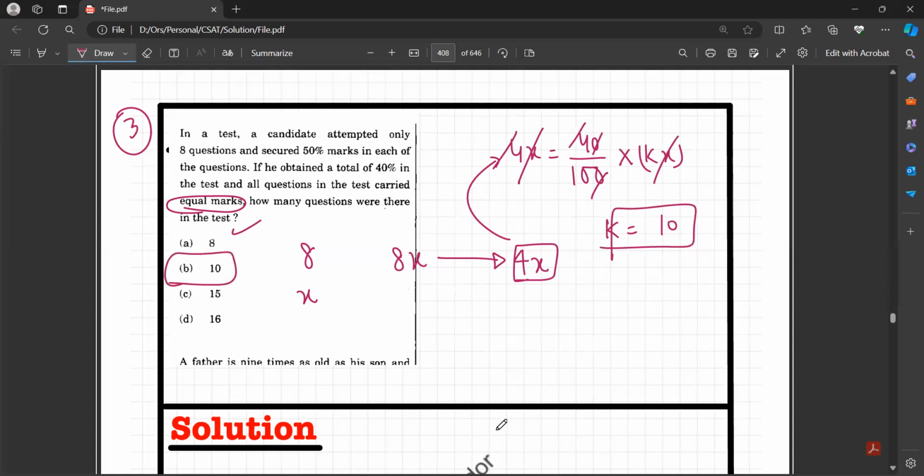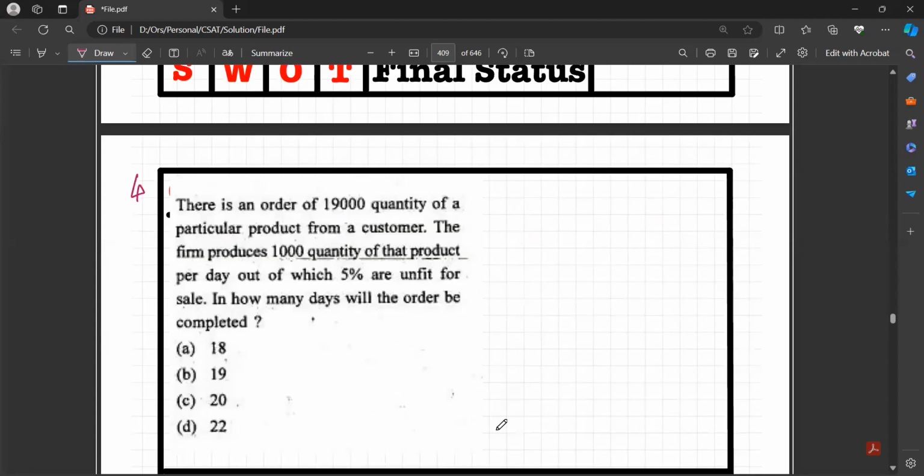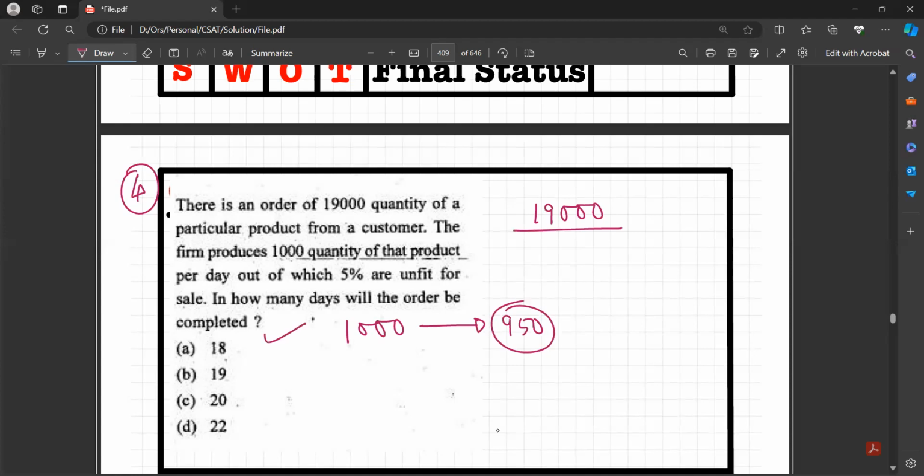Coming to the next question, question number 4. There is an order of 19,000 quantity of a particular product from a customer. The firm produces 1,000 quantity of that product per day, out of which 5% are unfit. So that means available are how much? For consumption, 950. How many days will the order be completed? That will be 19,000 divided by 950. The zeros get cancelled, and you will get 20 as the answer.